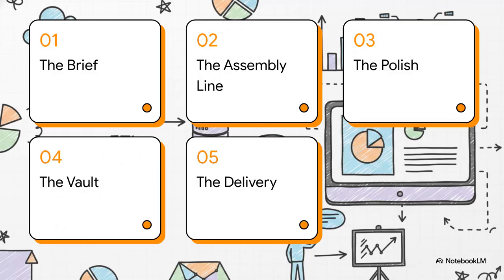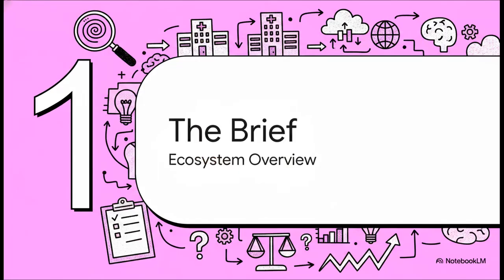To pull this off, we really need a game plan. So we're going to tackle this massive project in 5 distinct phases: the brief, the assembly line, the polish, the vault, and finally, the delivery. Let's kick things off with milestone number 1, the brief.